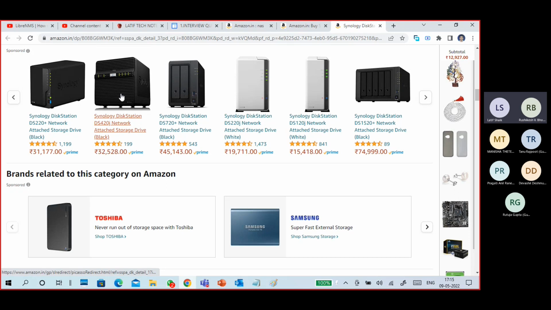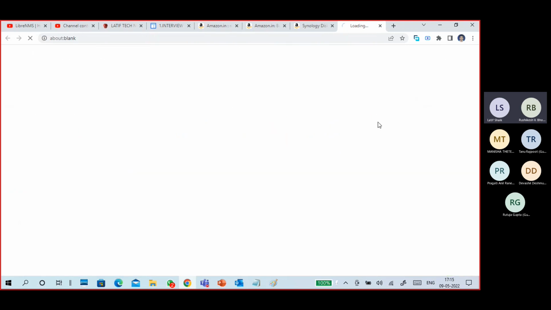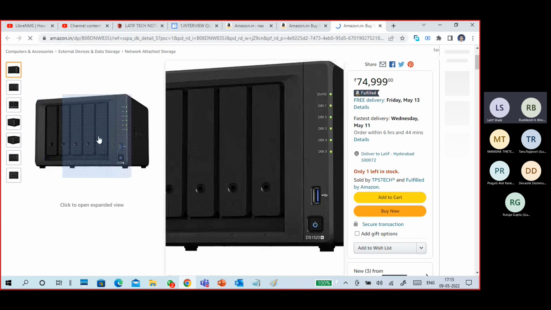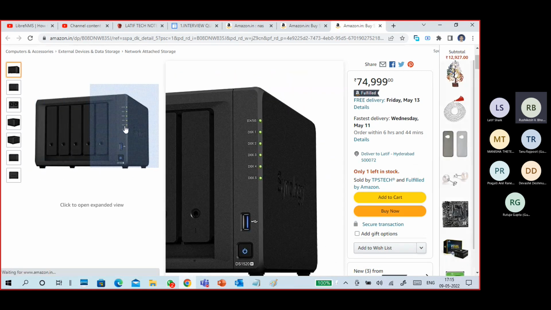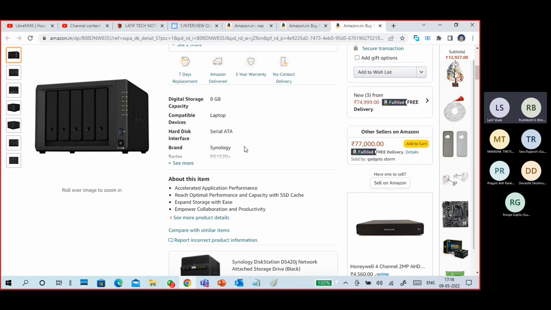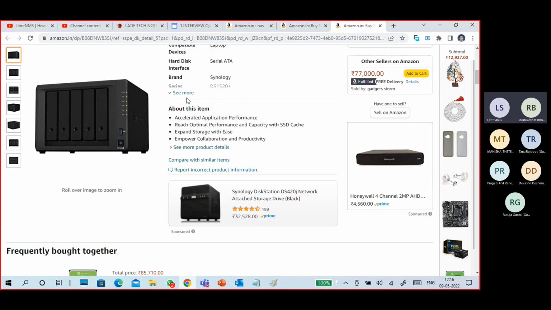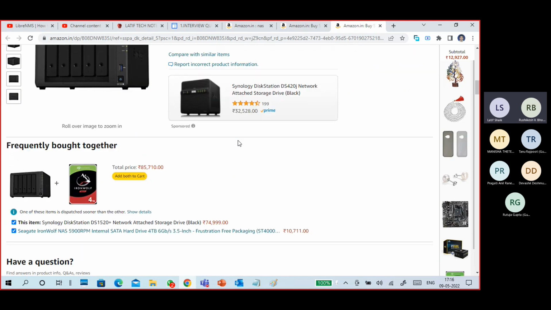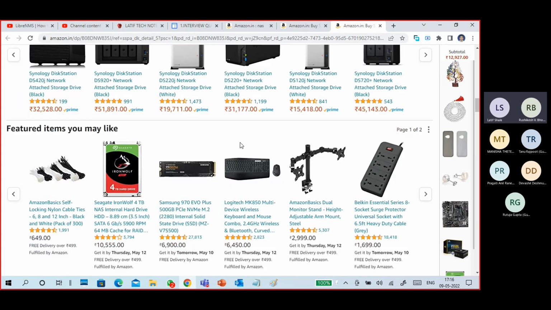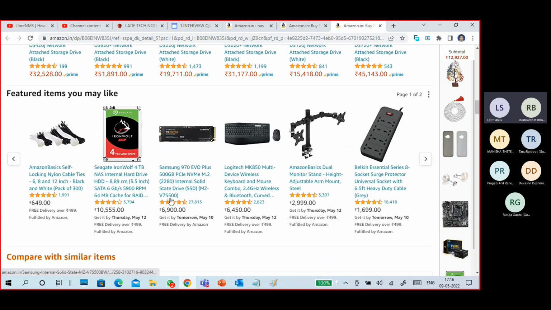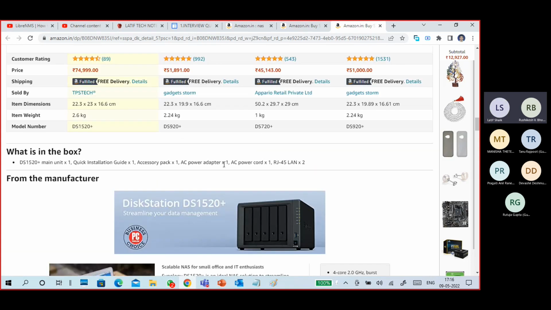Some are 2 bay, some are 4, some are more. See, here is another one with 5 disks. So you have to check compulsorily what disks come with it, or whether you have to purchase the disks yourself and insert them. This box, does it come with a disk, or do you have to purchase the disk? Compulsory check that one, guys.